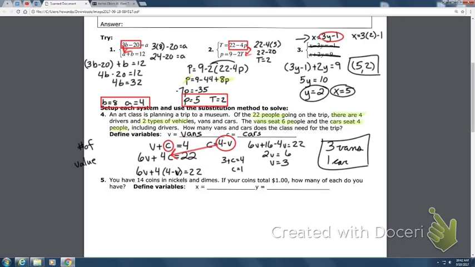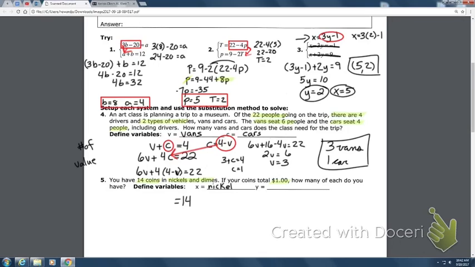So going to 5. AJ, will you read that one? You have 14 coins in nickels and dimes. If your coins total $1, how many of each do you have? Okay. So, again, we're going to do the number of. So, Jonah, what is the total number of coins that are in this problem? 14. And let's go ahead and define the variables.